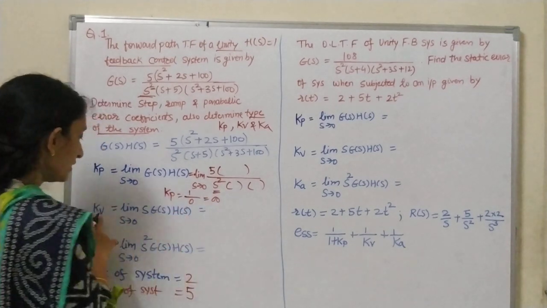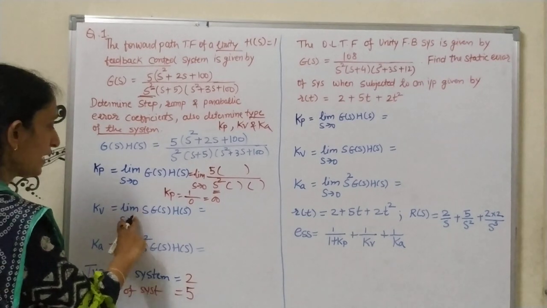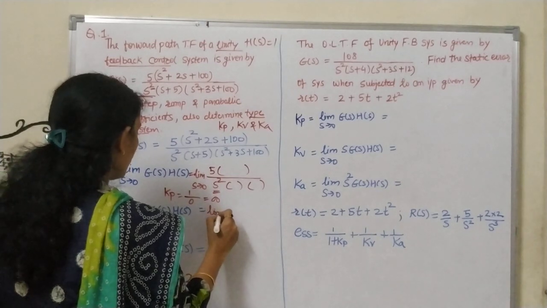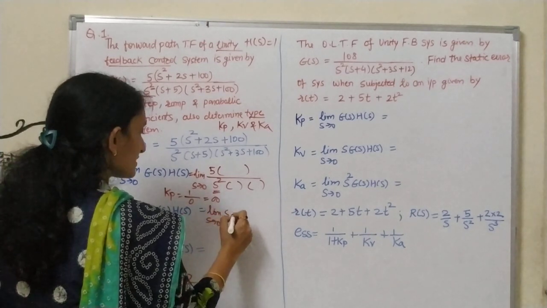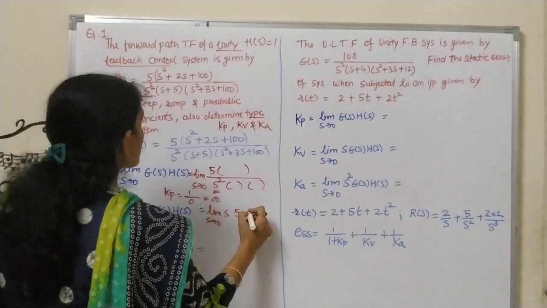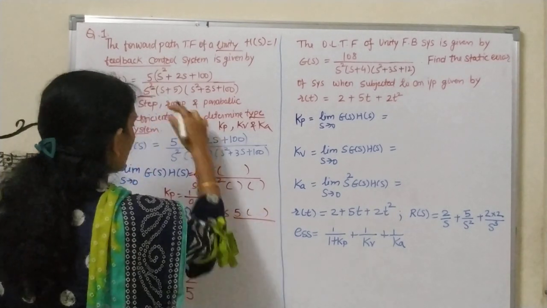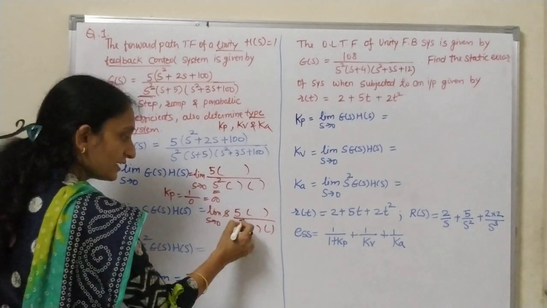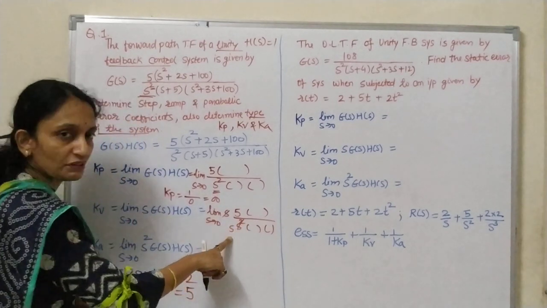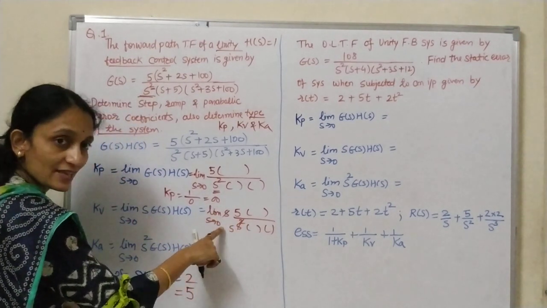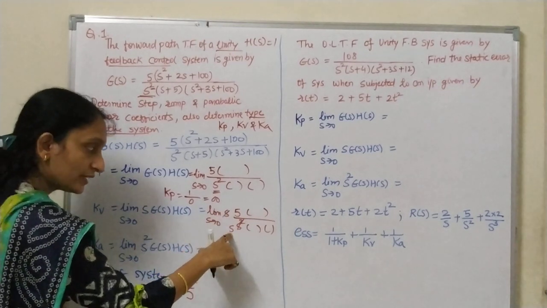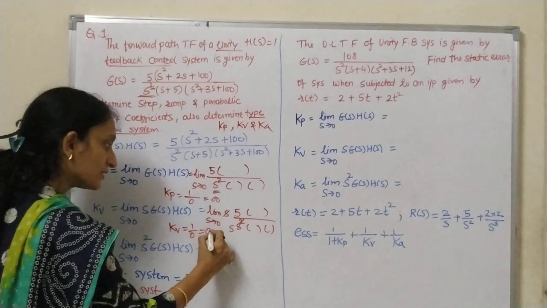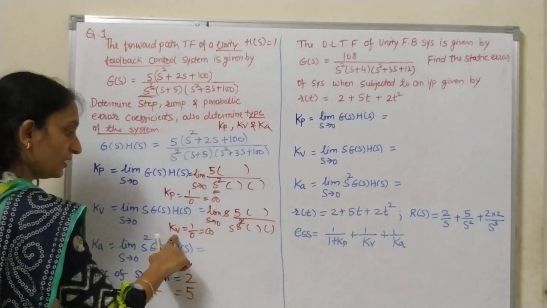Similarly, look at this, the formula Kv is equal to limit s tends to 0 of s into G(s)H(s). I will substitute the value of G(s)H(s), and s is as it is. Look at this, this is the numerator, and here there is the s square in the denominator. This s and s will get cancelled, but there is still an s in the denominator. When you take the limit s tends to 0, you will again get Kv equal to 1 by 0. So the final answer is infinity. So Kp we got infinity, Kv we got infinity.